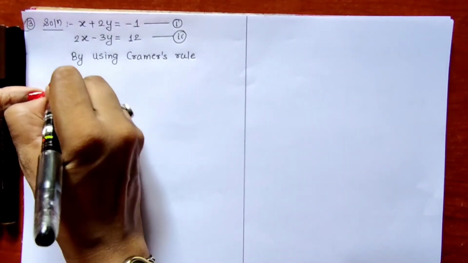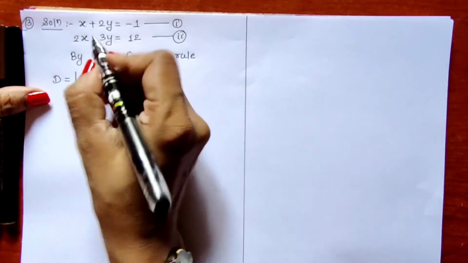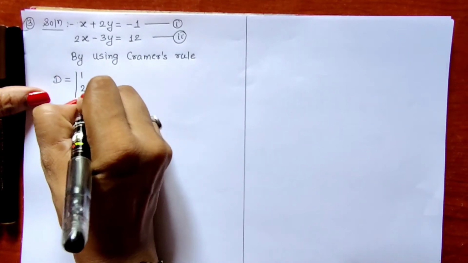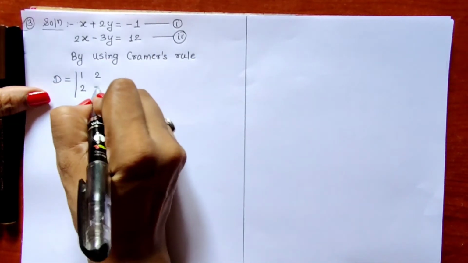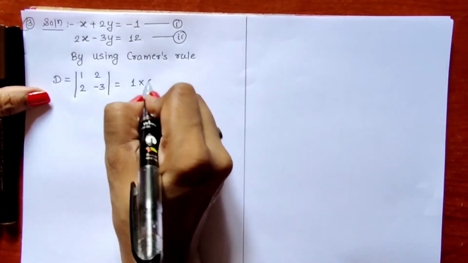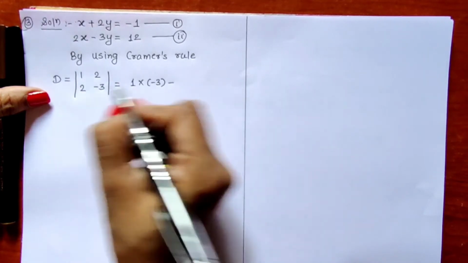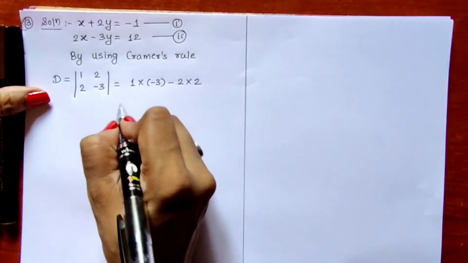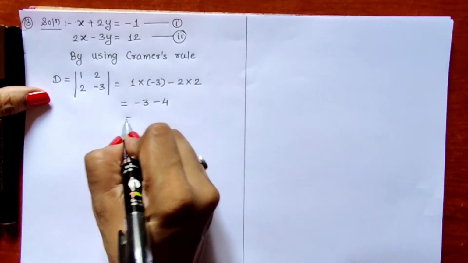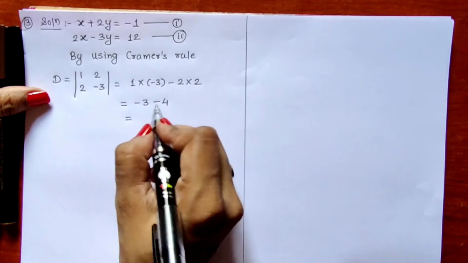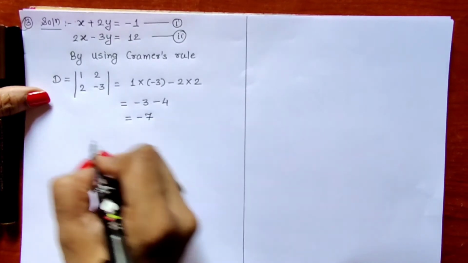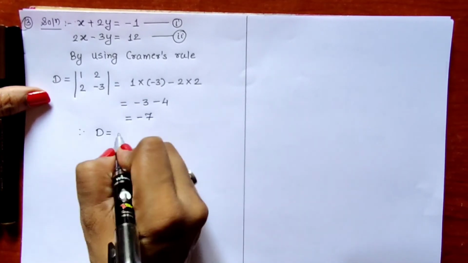We write determinant d is equal to, in determinant d we write coefficients of x and y. X coefficients are 1 and 2. So 1, 2. Y coefficients are 2 and minus 3. Now let us cross multiply. 1 into minus 3 minus 2 into 2. So 1 into minus 3 will be minus 3, minus 2 twos are 4. So answer is minus 3 minus 4, but sign will be minus because both the numbers are having minus sign. So 3 plus 4 is 7. Therefore d we have got minus 7.